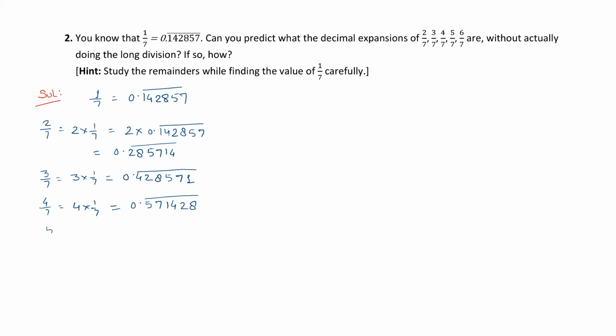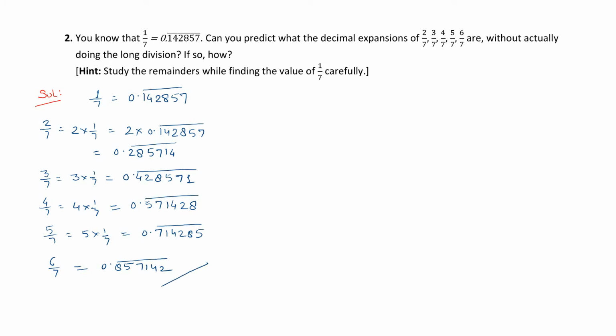5 by 7, we will get as 5 times 1 by 7, and that will be equal to 0.714285. Similarly, 6 by 7 will become 0.857142. Here we can get the decimal expansion of 2 by 7, 3 by 7, 4 by 7, 5 by 7 and 6 by 7 without actually doing the long division.